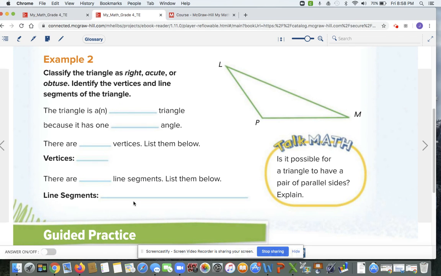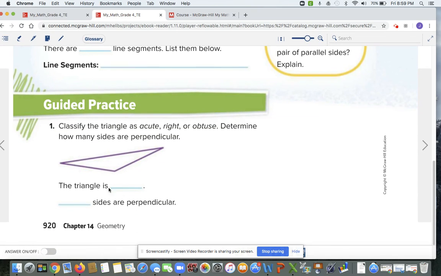So let's take a look at the guided practice problem. The guided practice problem is telling us to classify the triangle as acute, right, or obtuse, and determine how many sides are perpendicular. So when we look at this triangle, again, we're going to notice that the largest angle is obtuse. The other 2 angles are acute.